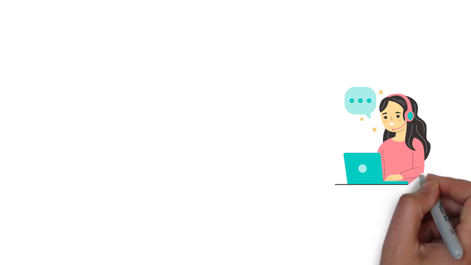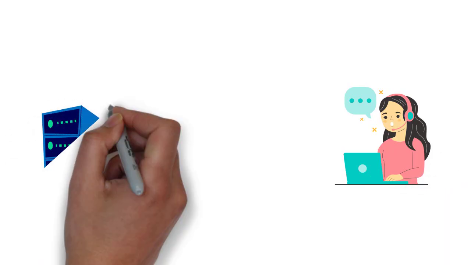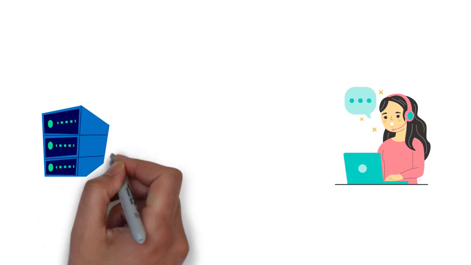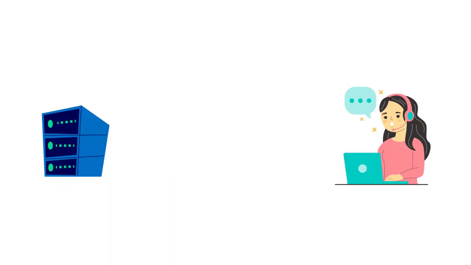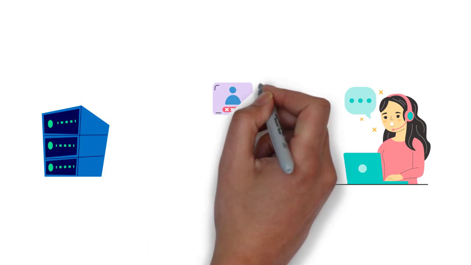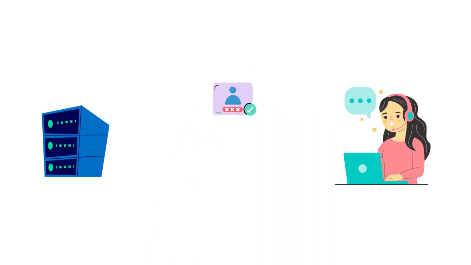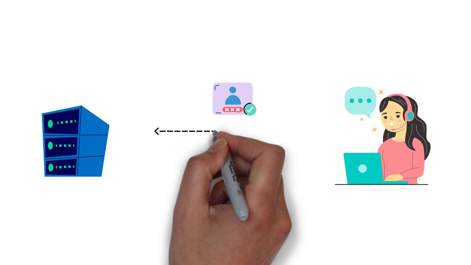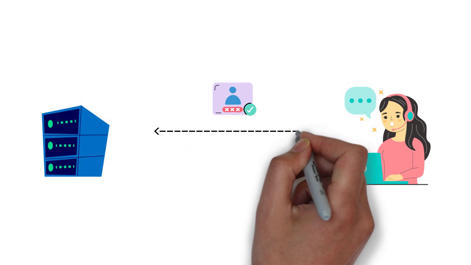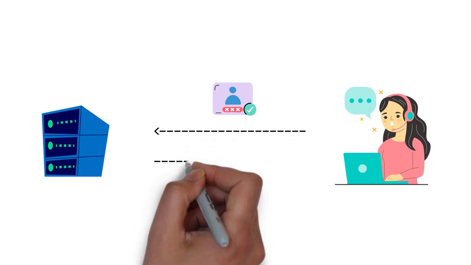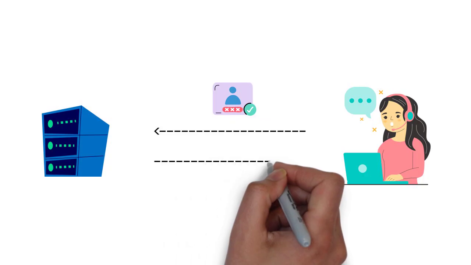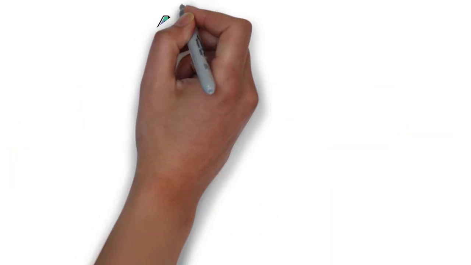What is authentication? Authentication is the process of verifying who the user is. It checks the identity of a user based on their credentials, usually a username and password. When a user enters their credentials, the system verifies them against the database or any storage system. If credentials are correct, then that user is an authenticated user.